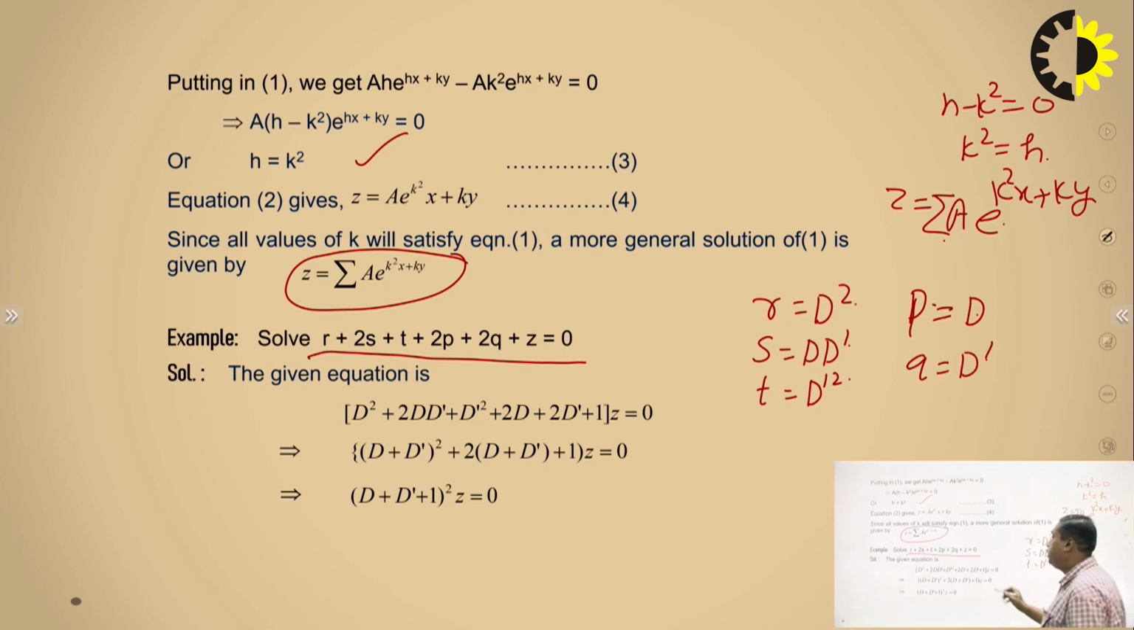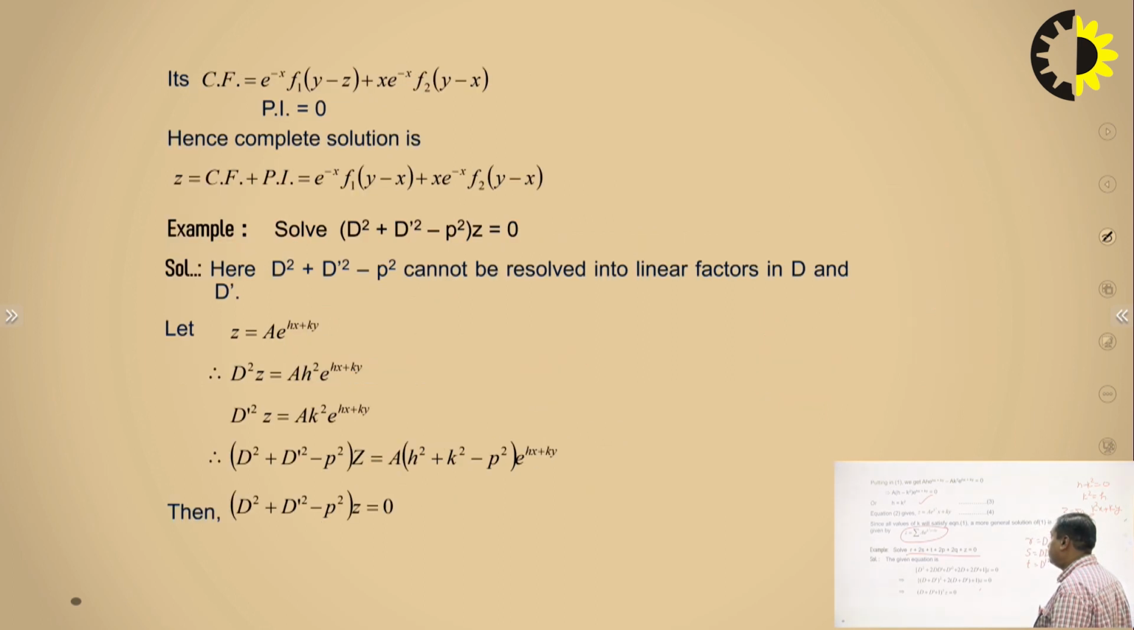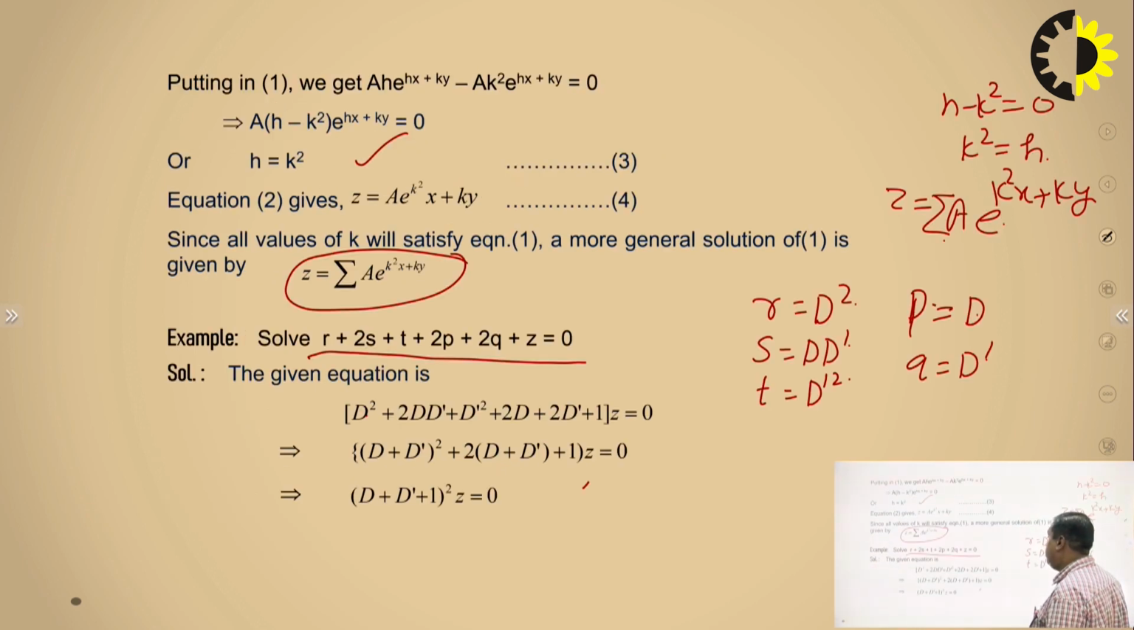Then substituting the values in this equation, that is D square z plus 2DD dash z plus D dash square z plus 2Dz plus 2D dash z plus 1 into z equals 0. And you can resolve it into the factor: D plus D dash plus 1, whole square, z is equal to 0.